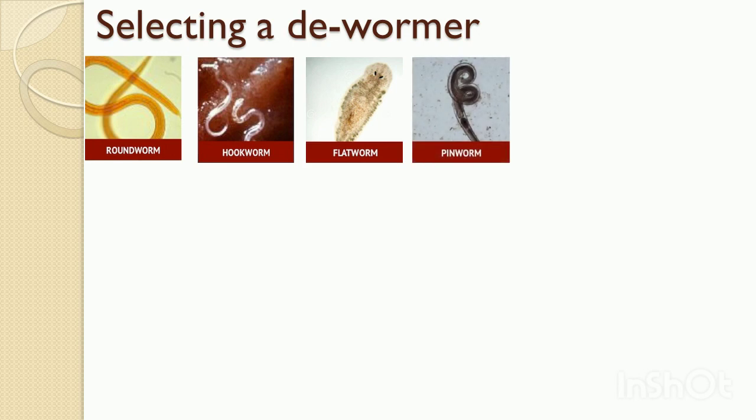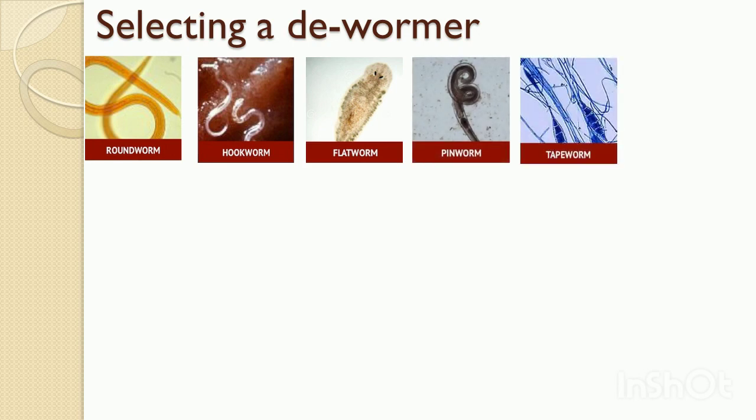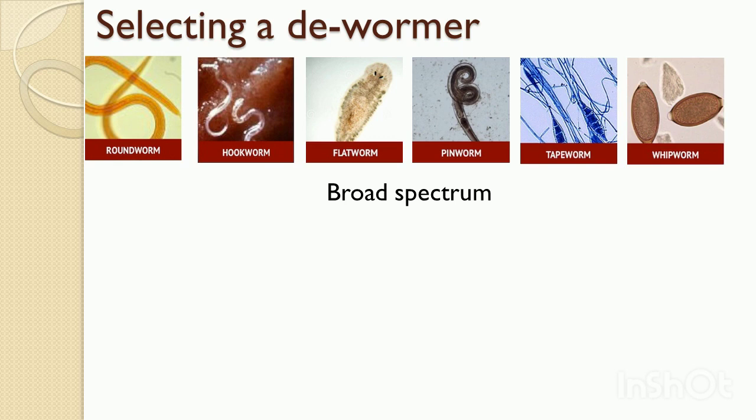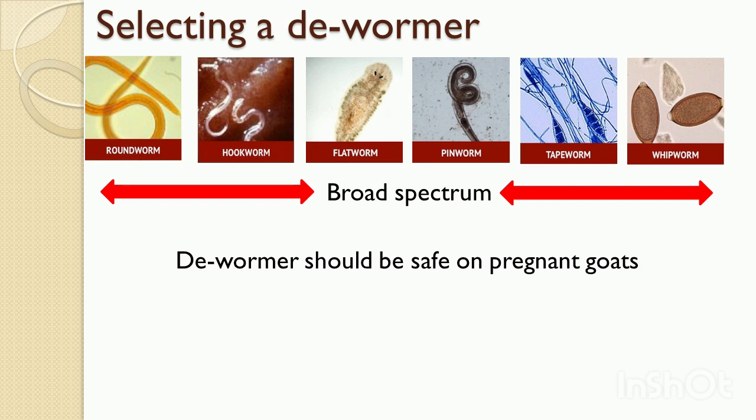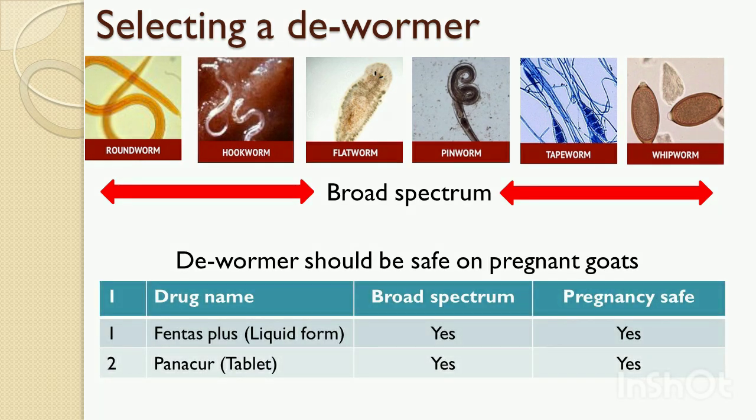When we go into the basics of parasitology, there are many kinds of worms which are residing inside an animal. The challenging part of deworming is we have to select a dewormer which is effective on many of these worms. We call this a broad spectrum dewormer, which means this dewormer will be effective on the majority of these worms which we have classified here. A second important criterion in selecting a dewormer is it has to be safe on pregnant goats, which means it should not lead to any abortions.